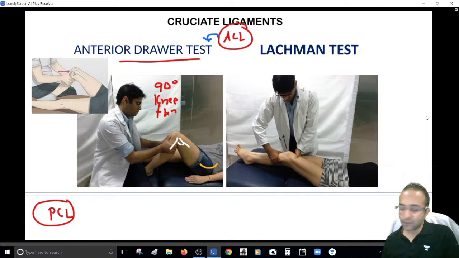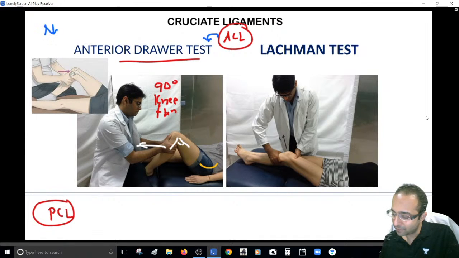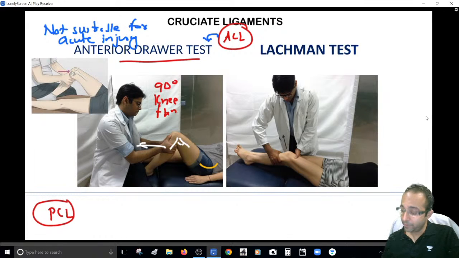Now the surgeon is holding the proximal tibia, and to check for the ACL, this surgeon is going to pull towards his side. He pulls it, he finds more anterior movement of the tibia as compared to the normal side, meaning the ACL of this side is torn, it is not able to hold the tibia from going anteriorly. So this is what you call the anterior drawer test. But the problem with the anterior drawer test is that it is not suitable for cases of acute injury, because in acute injury it is very difficult to achieve 90 degrees of knee flexion.